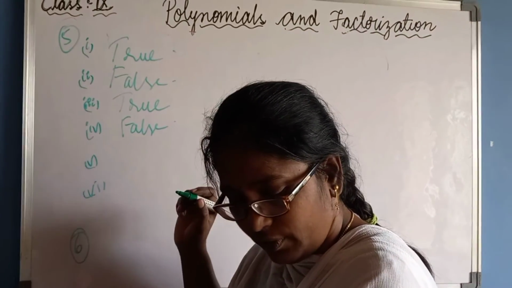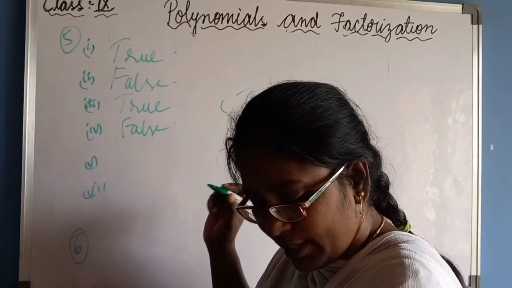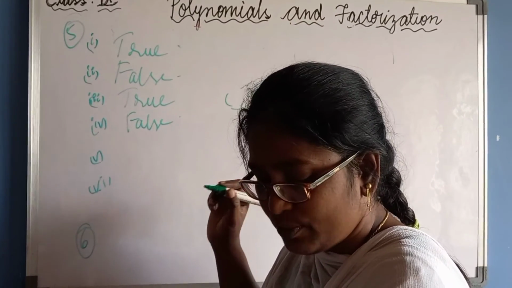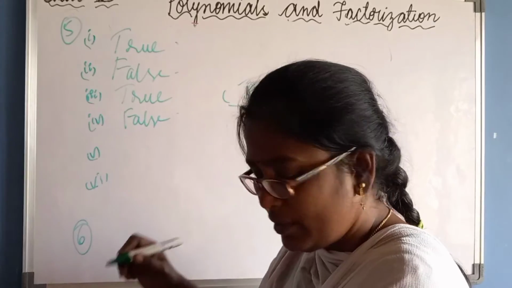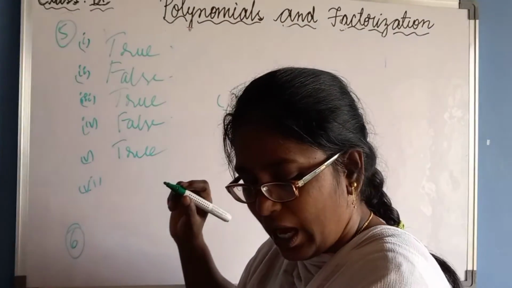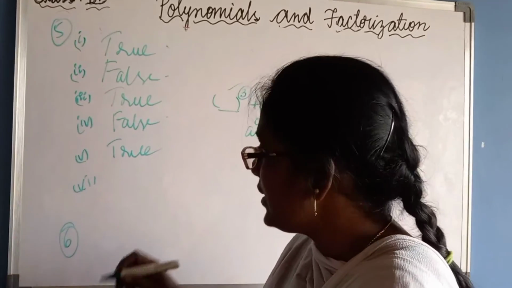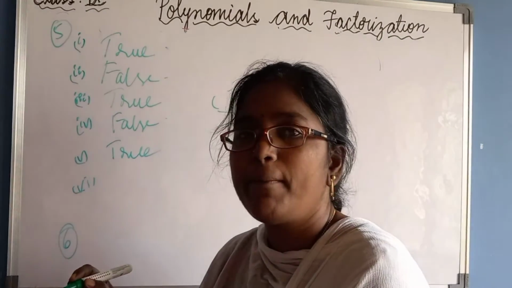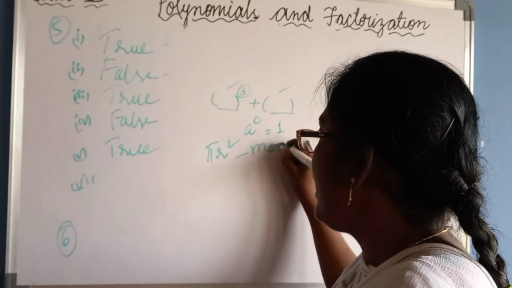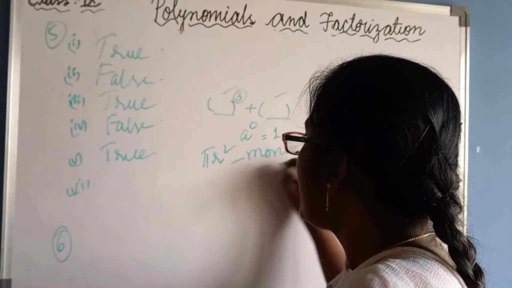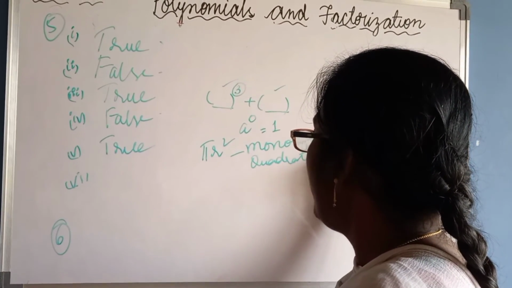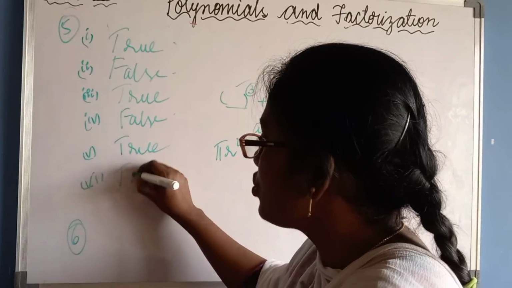Now coming to the fifth one, the degree of x square plus 2xy plus y square is 2. Obviously, as we have learned in the first problem, the degree is 2, hence it is true. Pi r square is a monomial, and it is a quadratic expression also, a quadratic polynomial also, hence it is true.